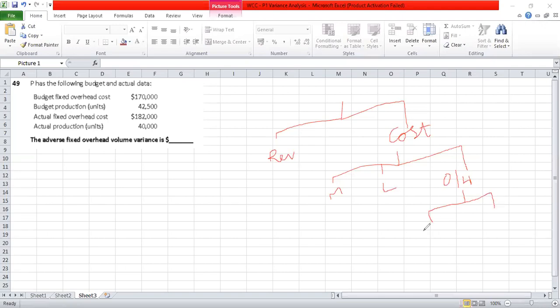So now the questions we have in the examination kit are about the overhead variances. The first one is variable, then we have the fixed overhead variance.